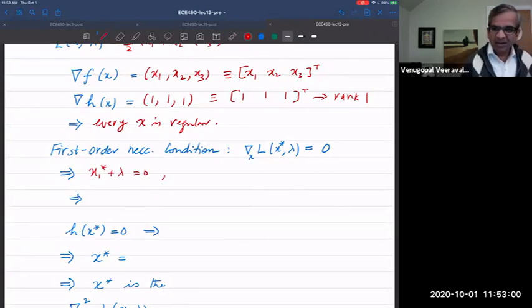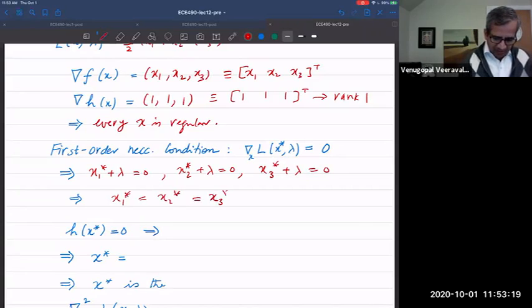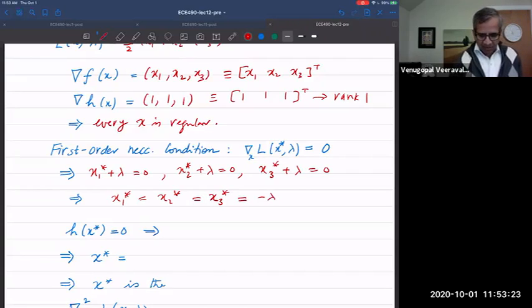The second constraint will tell me that x2 star plus lambda is equal to 0. And the third one. Okay, so this means that the x's are all equal to each other: x1 star is equal to x2 star is equal to x3 star, and they're all equal to minus lambda. Now, we still have a fourth equation that will allow us to solve this exactly.